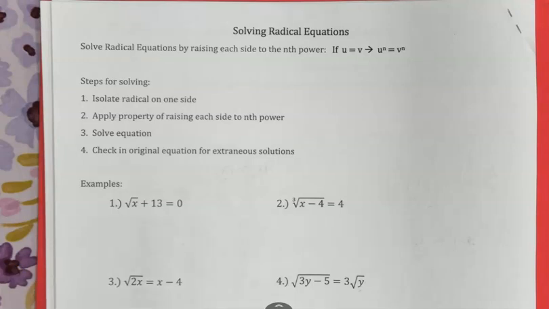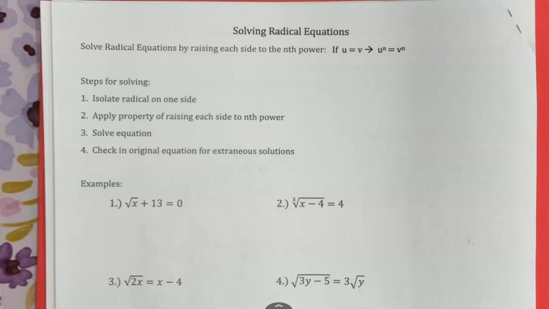All right, we are wrapping up Unit 7, last part of this packet, by solving radical equations. You can undo a radical equation by raising each side to the nth power. So whatever the index is for your radical, you can undo it essentially by taking that power on both sides.